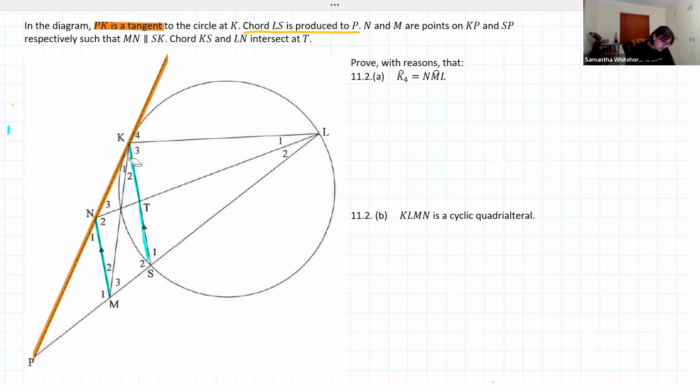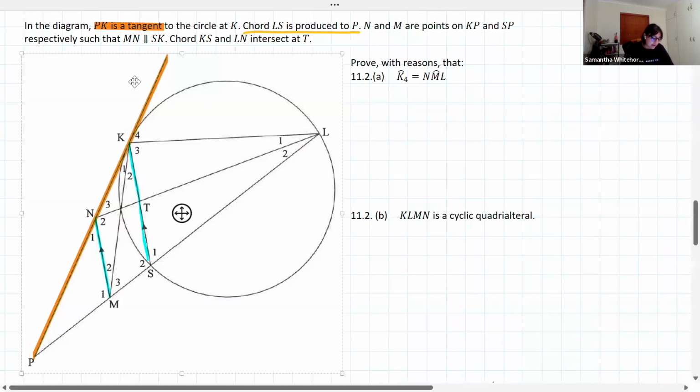Now, grade 12, what I want you to remember is that we never give you useless information. The fact that I've given you a tangent, somewhere you're going to have to use tan chord. The fact that I've given you parallel lines, somewhere you're going to have to use those parallel lines. Corresponding angles, alternate angles, co-interior angles, they're given to you for a reason. And then we're told that chords KS and LN intersect at T. We can see point T there.